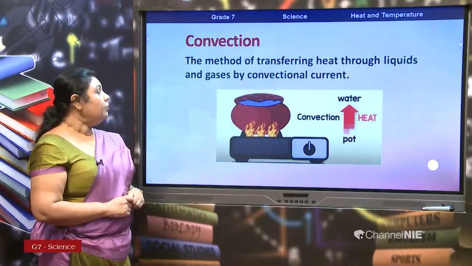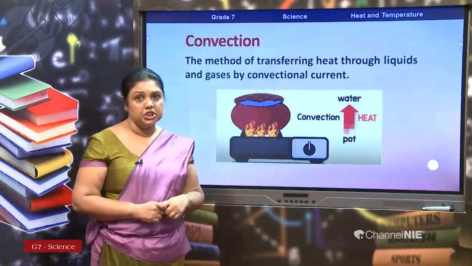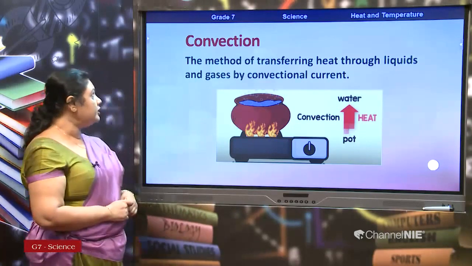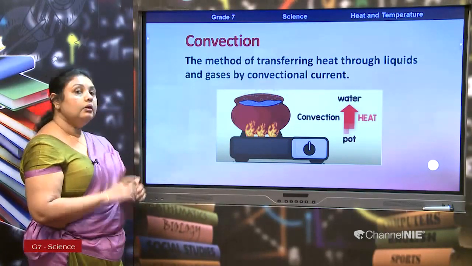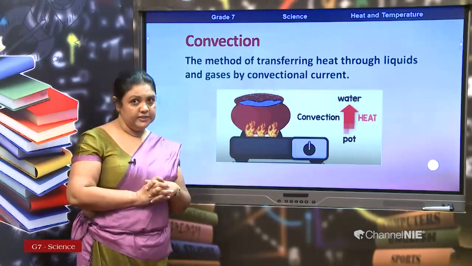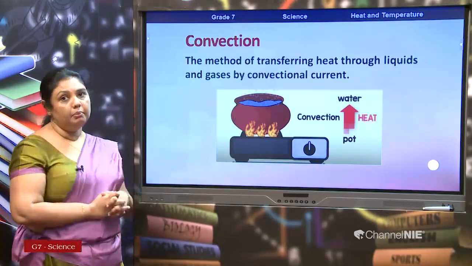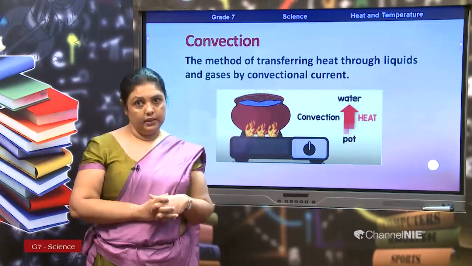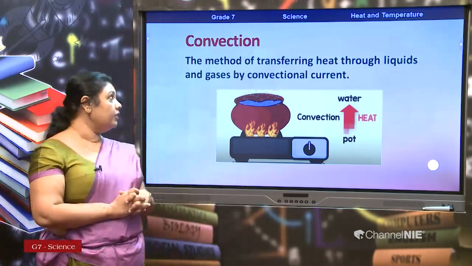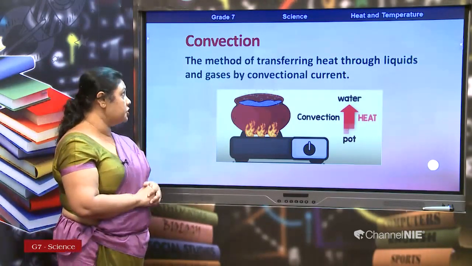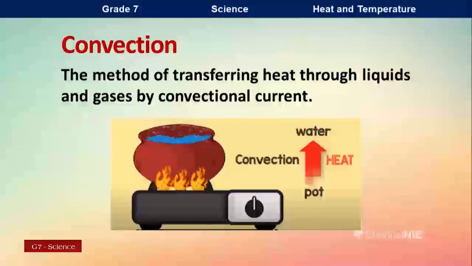Now, we will go to convection. You already know the first one. This is the second method of transferring heat, convection. It is the method of transferring heat through liquids and gases. There is a word for this, children, liquids and gases.